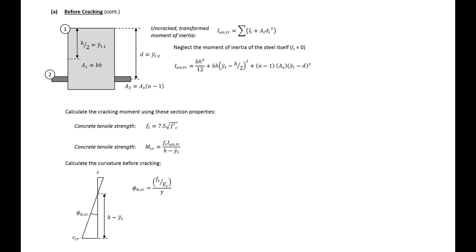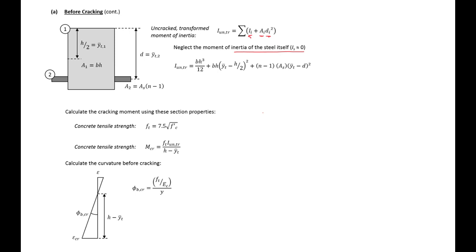We next need to find our uncracked transformed moment of inertia. And we'll do this using the parallel axis theorem, where we'll take the summation of our I for each of our different sections or different components, plus the area of that component times the distance between the centroid of that component and the overall centroid of our section. For us, we're going to neglect the moment of inertia of the steel itself. This will be a very minor component in our overall moment of inertia, so we can generally neglect it to simplify our equations.